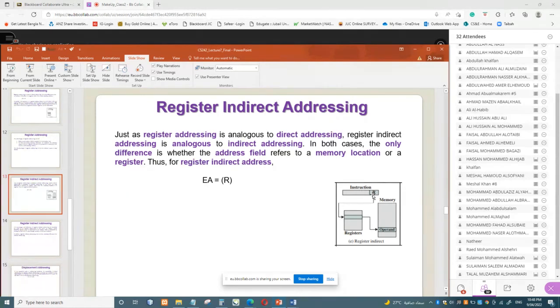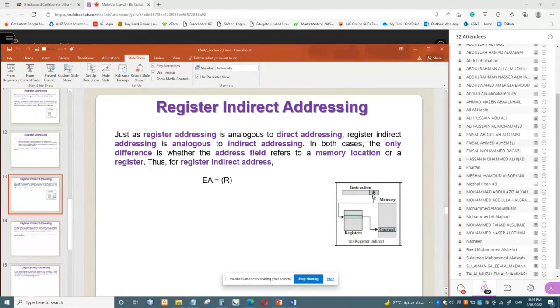In order to refer to a register, you need only 4 bits or 5 bits, but to refer to a memory location, you need 16 bits or 32 bits. So that's the reason we use register indirect addressing, and in fact register indirect addressing is being used nowadays, and in our MIPS also we use register indirect addressing. When you go to array accessing, you will see that we are using register indirect addressing.